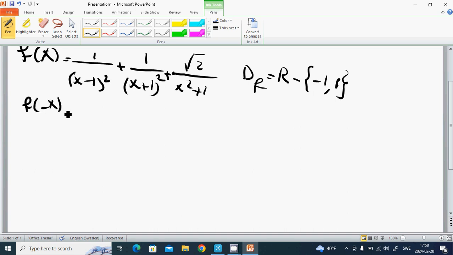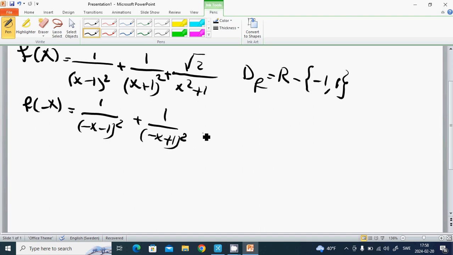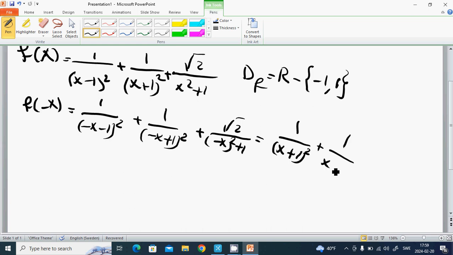f of minus x equals 1 divided by (minus x minus 1) power 2 plus 1 divided by (minus x plus 1) power 2 plus square root 2 divided by (minus x squared plus 1), which is 1 over (x plus 1) power 2 plus 1 over (x minus 1) power 2 plus square root 2 divided by (x squared plus 1), which is f of x. So it is even.